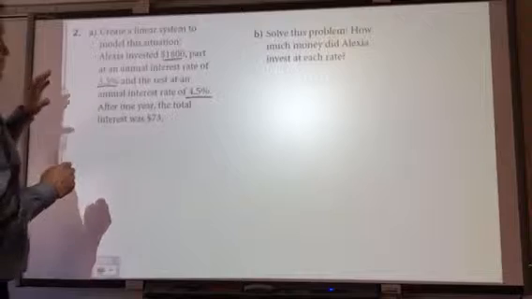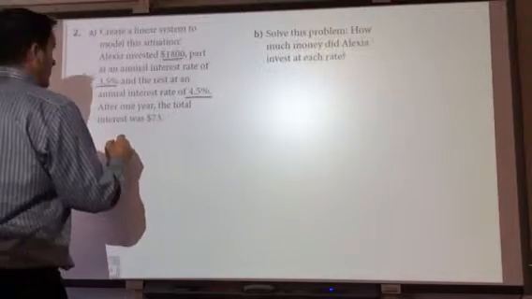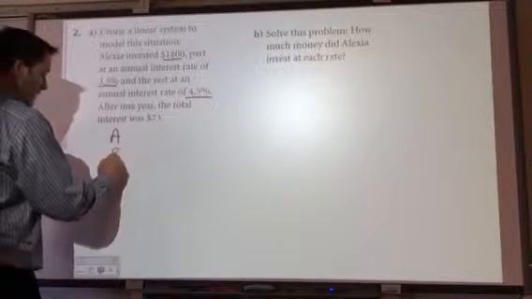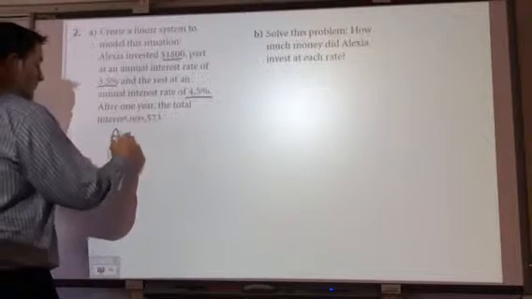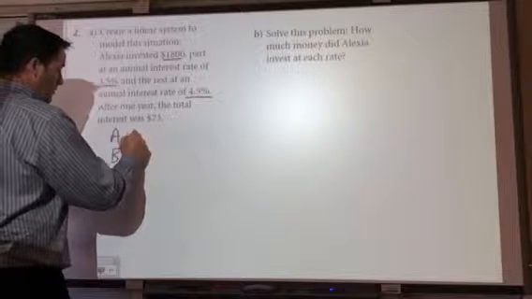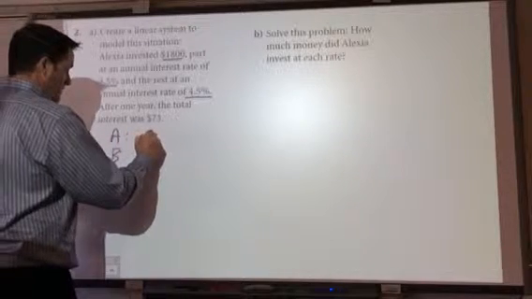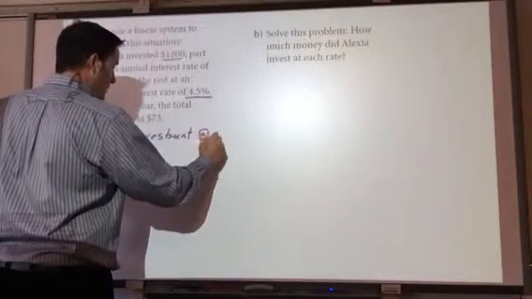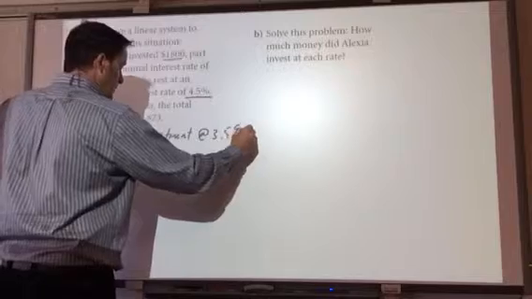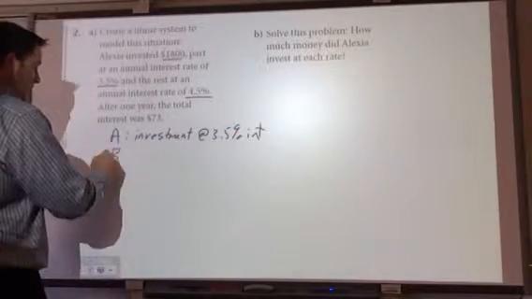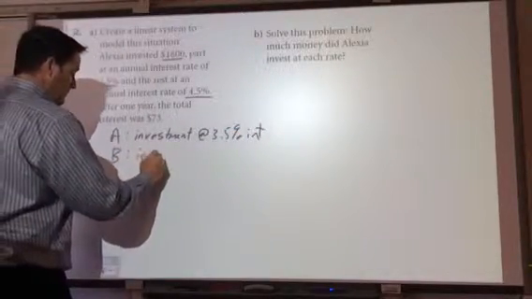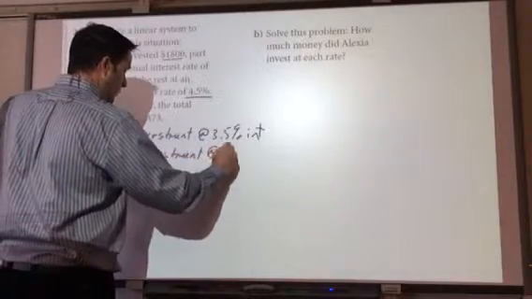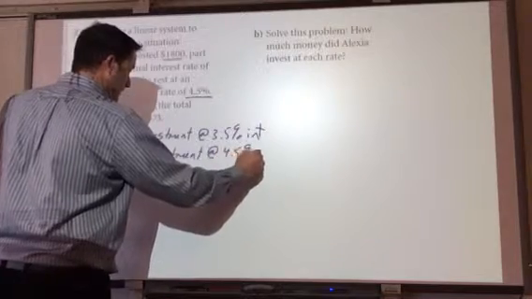So, we know the investment was, we'll call it A and B. Investment A, investment at 3.5% interest. And then B is an investment at 4.5% interest.